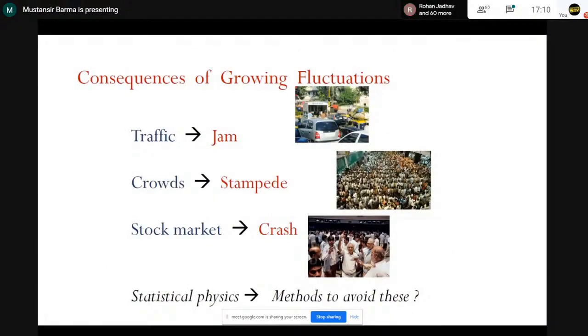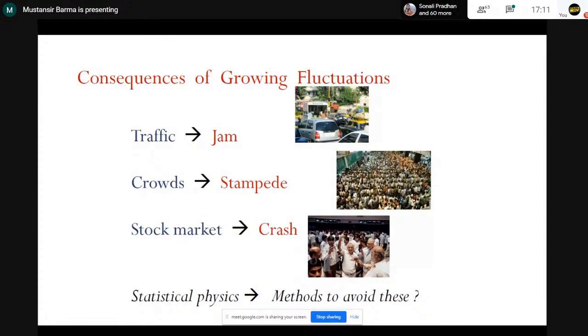Now, suppose you have growing fluctuations in other types of systems, like in traffic or crowds or even the stock market. These fluctuations can cause somewhat undesirable consequences. Like in traffic, a small density fluctuation of cars can lead to a traffic jam. In a crowd, this can actually cause a stampede. In a stock market, the wrong sort of fluctuation can lead to a crash. So can statistical physics provide methods to avoid these?